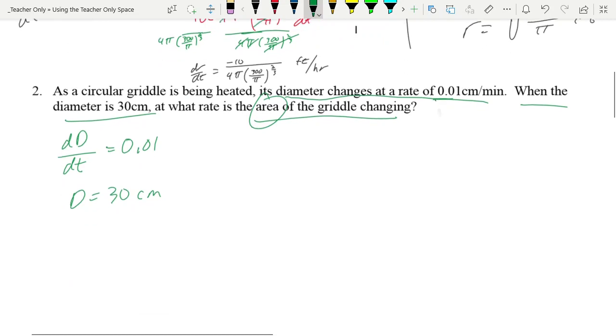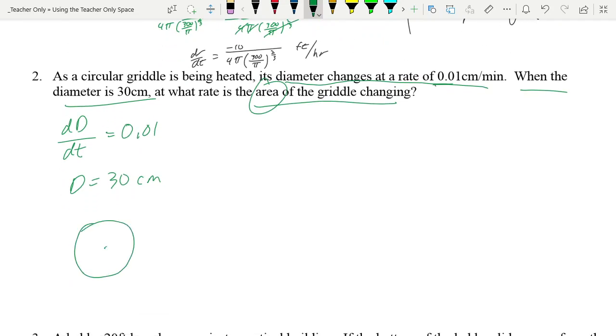Area of the griddle. Okay, it's not a very exciting picture, but if we stop and think about it, it's a circle, and I know the diameter is 30. So how do I get the area of a circle? Area is equal to pi r squared. All right, cool. So this is looking pretty okay.